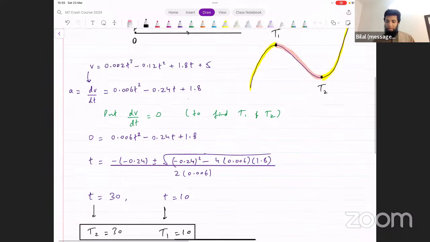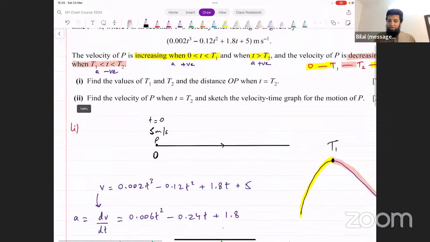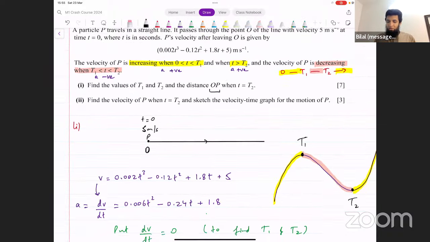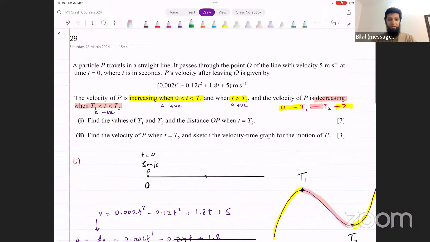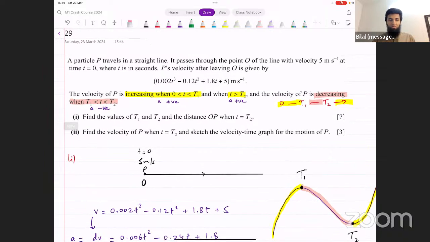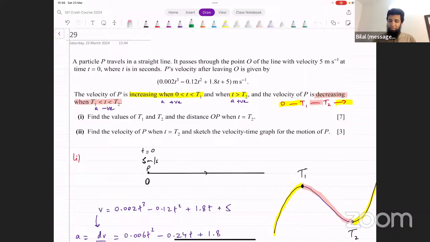All right. Now it says find the distance OP when t is equal to t2, at time 30. We want to find the distance OP. O is the starting point. That means when time equals 0. P is the particle. Where is the particle when time equals t2? That's what you need to find out.